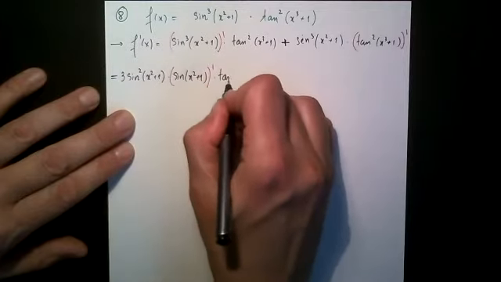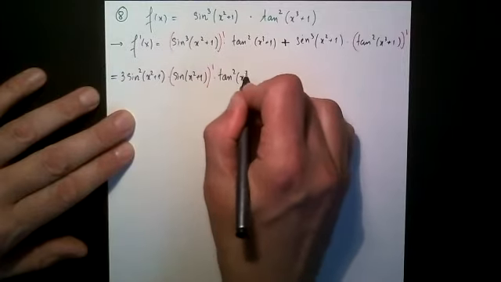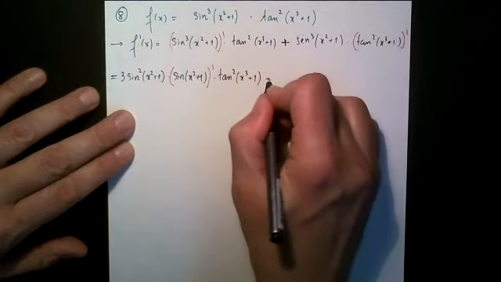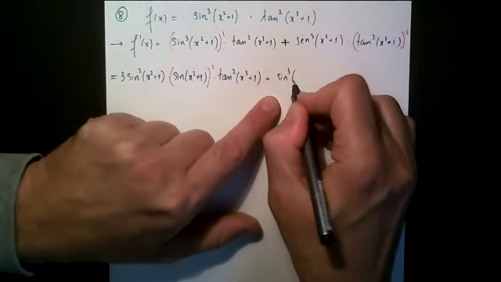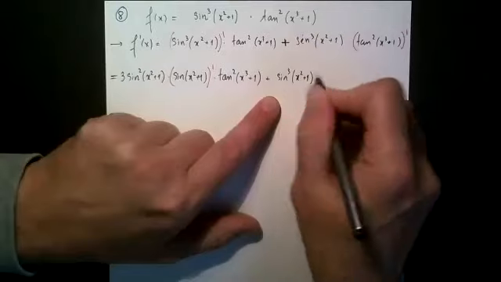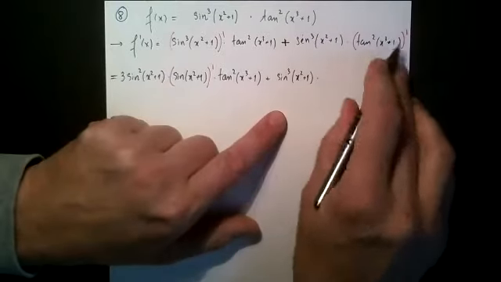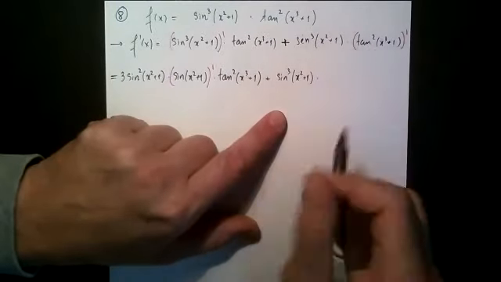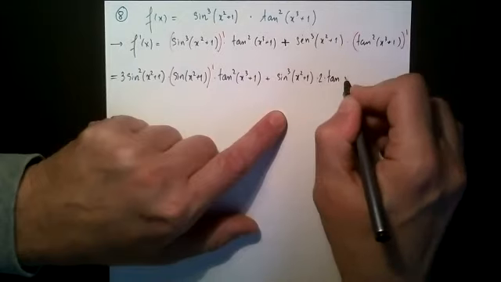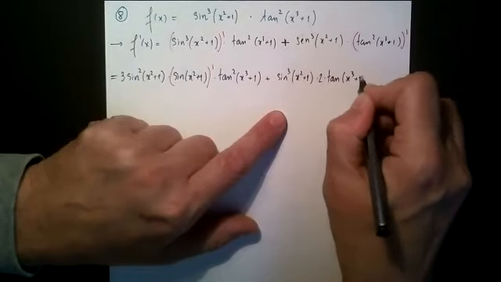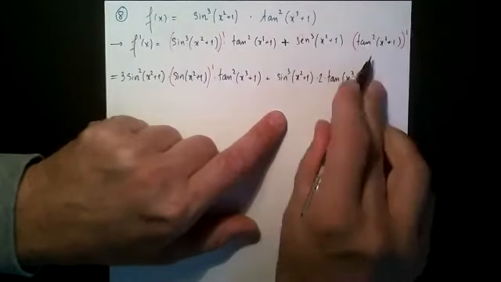Times, and the rest stays, tangent squared of x^3 plus 1, plus, and here, sine cubed of x^2 plus 1 times the derivative of this again. It's a power 2, so 2 times the tangent of x^3 plus 1 times the derivative of the tangent.